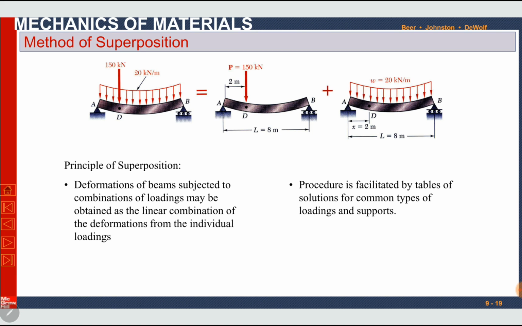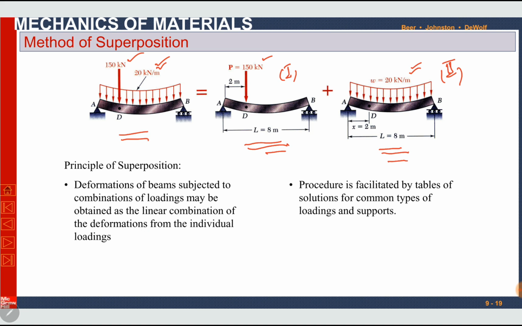what we have to do is we can split this beam into two beams. Each beam is under a single type of load. This beam is under the concentrated load of 150 kilonewton, and the next beam is under a distributed load of 20 kilonewton. The summation of deformations of loading 1 and loading 2 cases will be equal to the net deformation produced in the given beam. So deformations of beams subjected to combinations of loading may be obtained as the linear combination of the deformations from the individual beams.